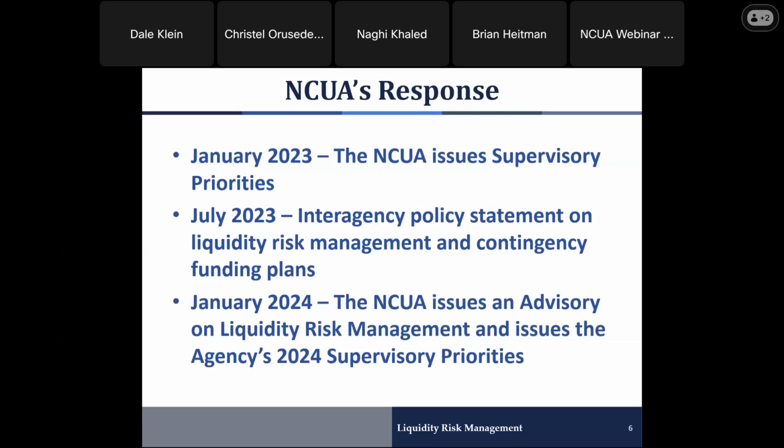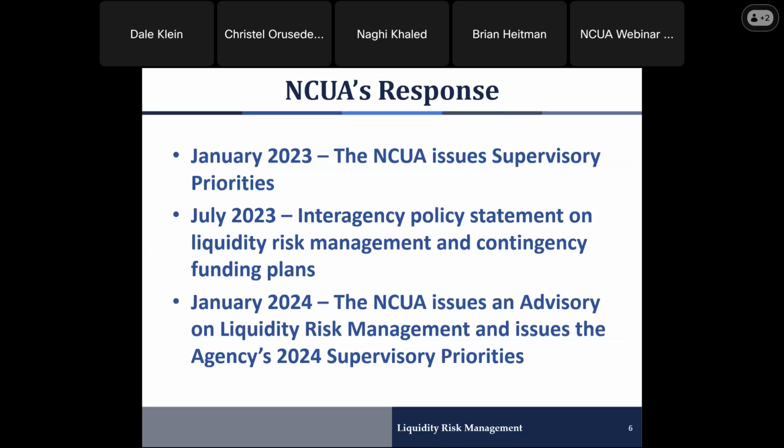In response to these events, the NCUA closely monitored credit union liquidity and communicated our concerns. In January 2023, the NCUA issued our annual advisory on supervisory priorities. Liquidity risk was a top concern, and its link to the interest rate environment was highlighted.